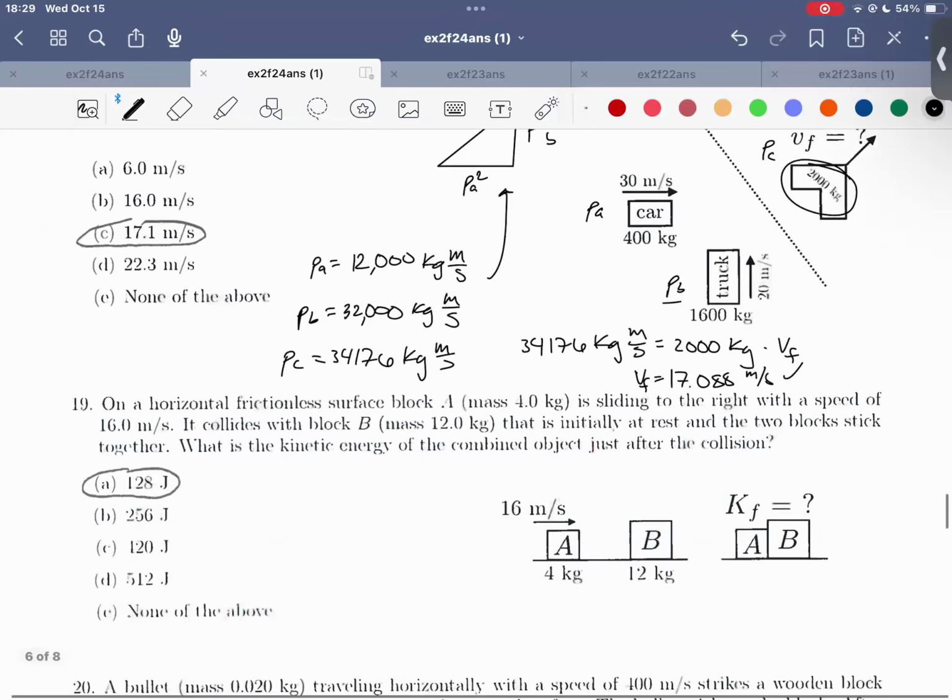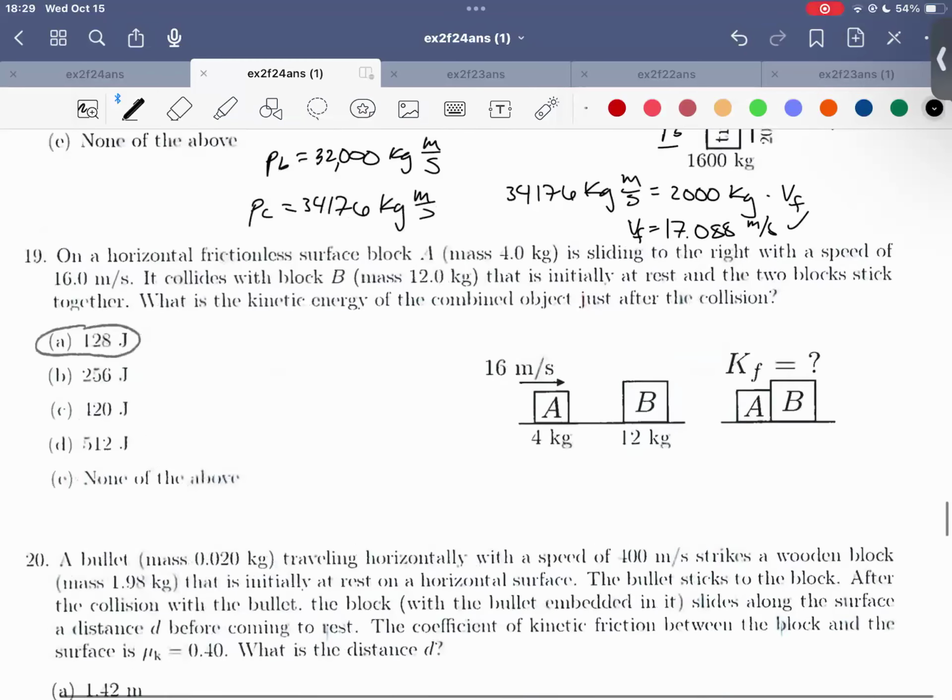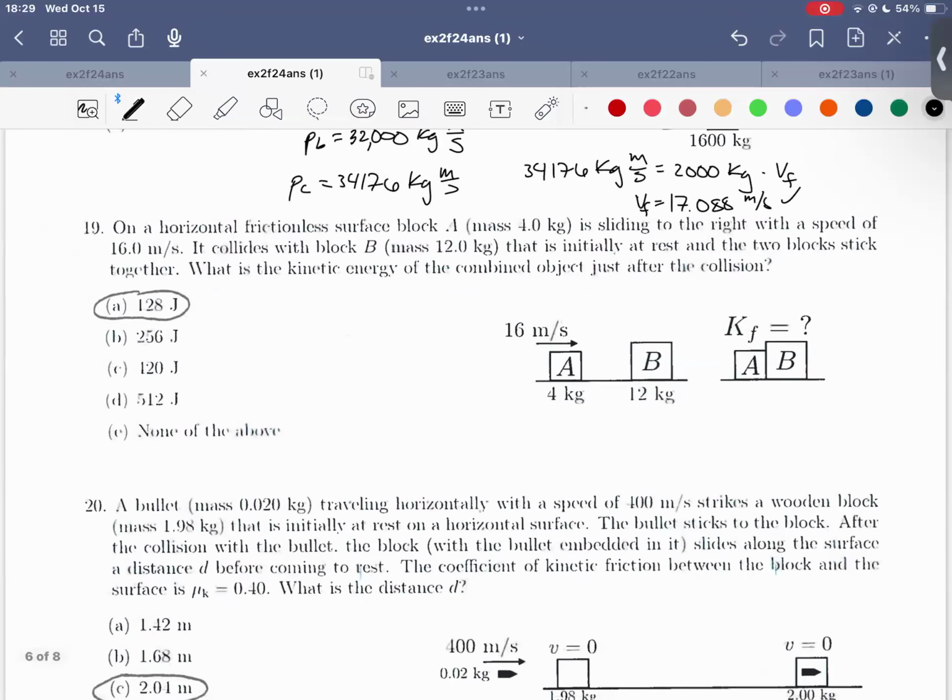So 18, and then let's do 19. So we're given this 16 meters per second, 4 kg, and the B block is 12 kg. And so we're tasked with finding the final kinetic energy. And so again, this is just going to be another momentum and energy question, right? Momentum.